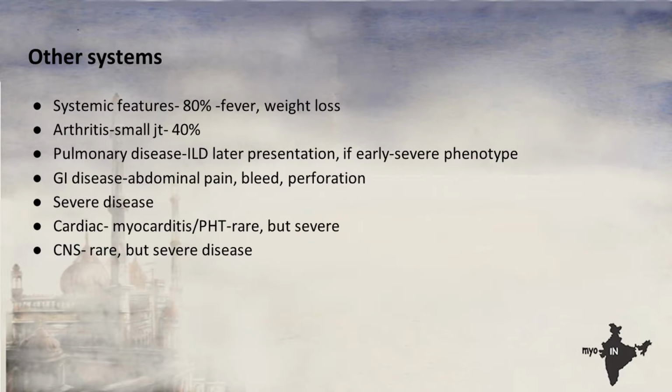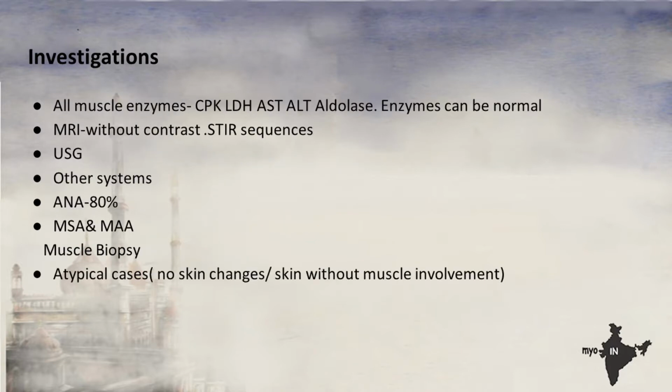Other systems: systemic features, fever, weight loss, etc., are probably far more common than you could see in adults. Small joint arthritis is also something that can be seen with a certain degree of frequency. Lung involvement is often seen later on in presentation. If it is seen early in presentation, it does denote a very, very severe phenotype. GI disease can be seen early or late and denotes severe disease again. Cardiac involvement can be seen, which denotes severe disease. And very rare, but definitely denoting a severe phenotype, is the involvement of the central nervous system.